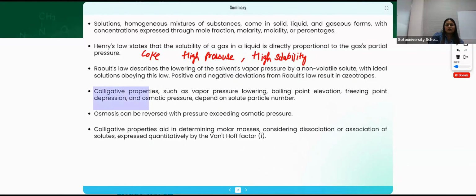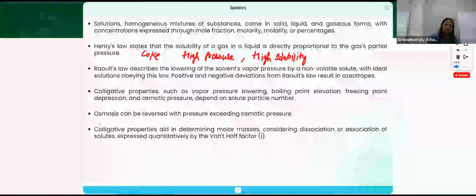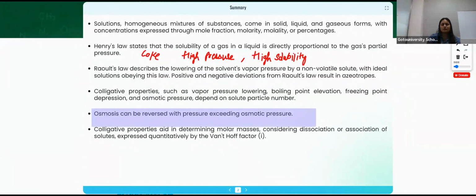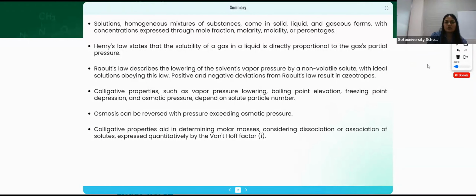Then we discussed today colligative properties, 4 types of colligative properties: relative lowering in vapor pressure, freezing point, osmotic pressure, right? We have discussed osmosis, reverse osmosis, and colligative properties in determining abnormal molar masses, how we can use the Van't Hoff factor. In numericals, what is the Van't Hoff factor? Degree of dissociation, association, right? So I hope this chapter 1 is very well clear to you. So I wish you well for the preparation of exam. Okay.